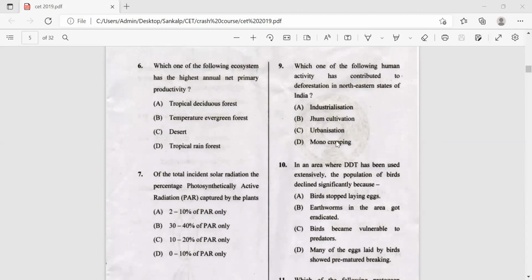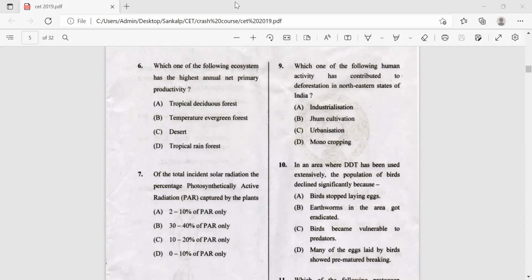Fine. Sixth question. Which one of the following ecosystems has the highest annual net primary productivity? Option A, tropical deciduous forest. Option B, temperate evergreen forest. Option C, desert. Option D, tropical rain forest. Highest net primary productivity.